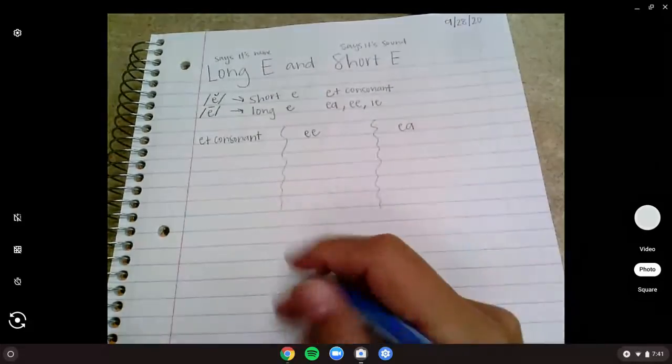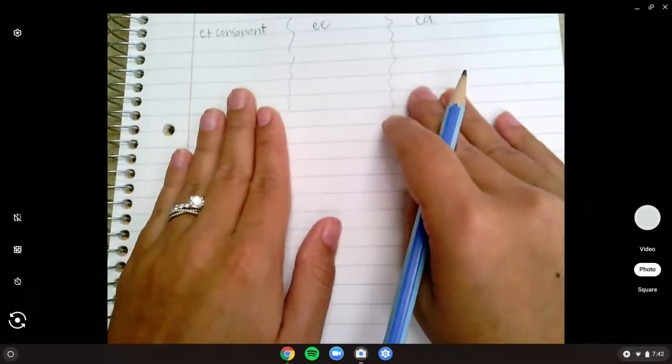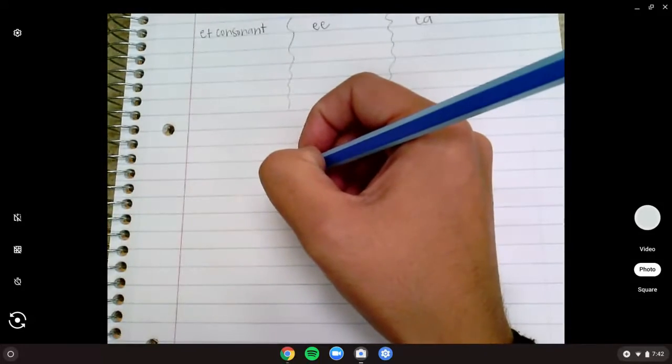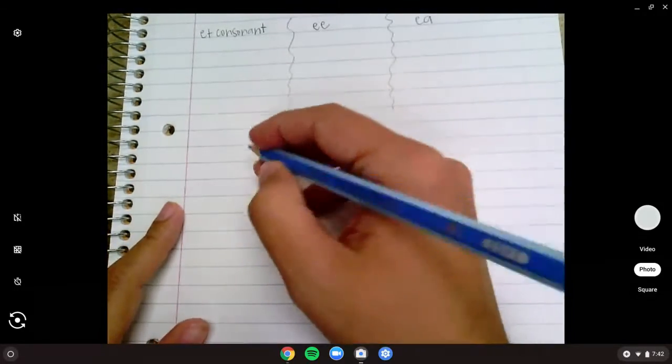I'm running out of room up here, so I'm going to come down here on the bottom half of my page. I don't want to come right underneath in case I have a lot of words. So I'm going to skip probably 1, 2, 3, 4, 5 lines, and then right, so skipping to the 6th line.